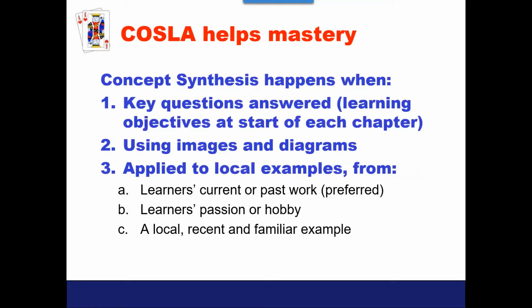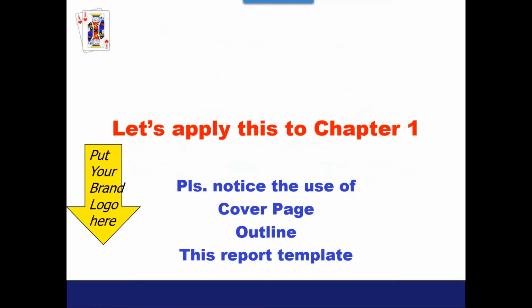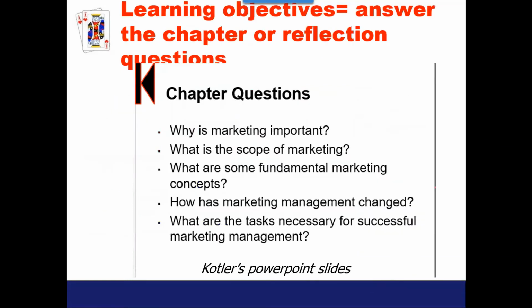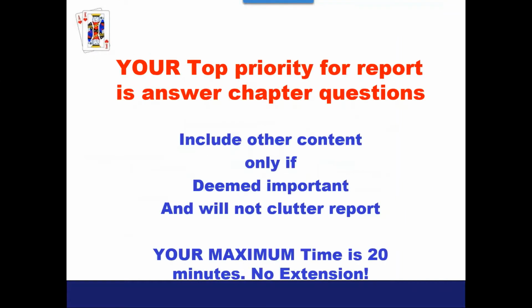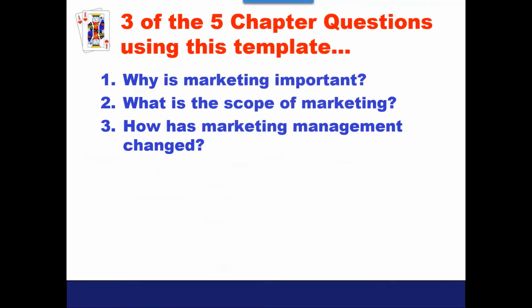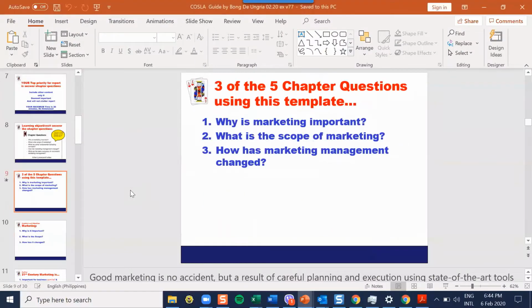And again, we're limiting the scope for your assignment to basically answering the chapter questions and limiting it to just 3 to 5 chapter questions. Okay, so 3 to 5. So that is the COSLA guide.